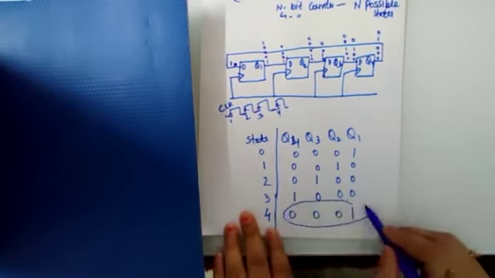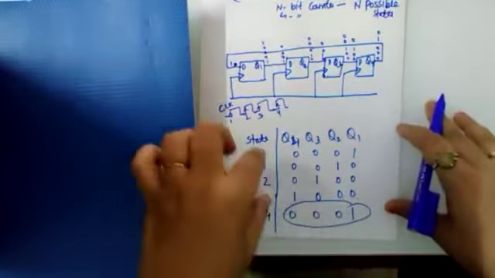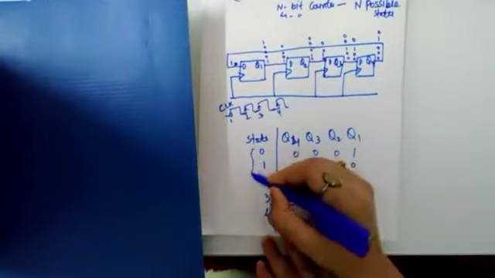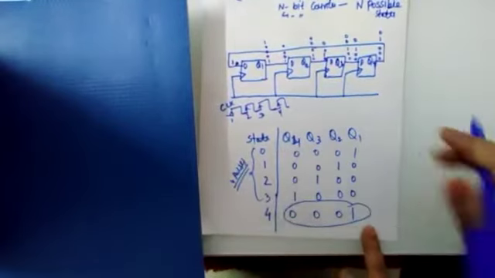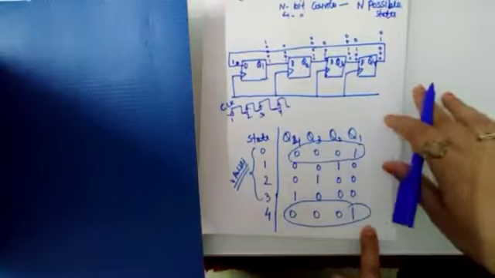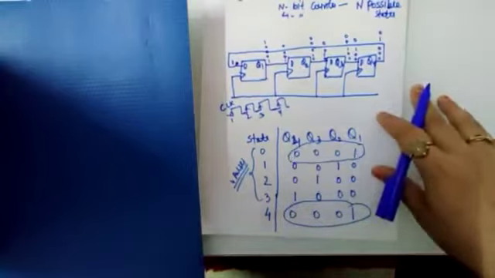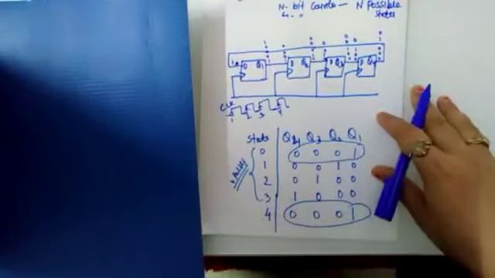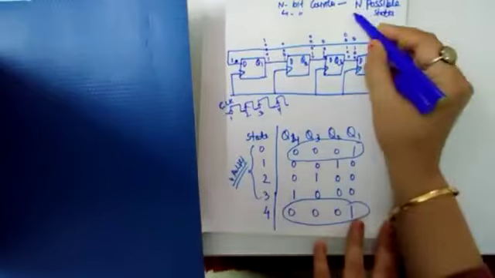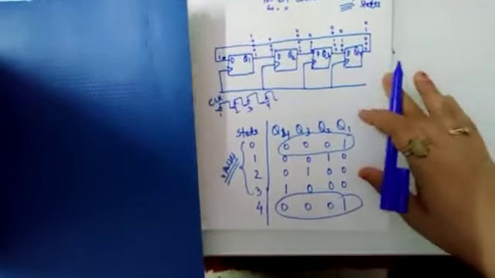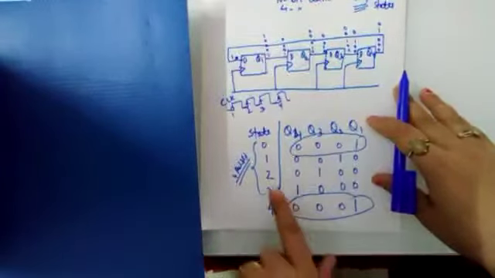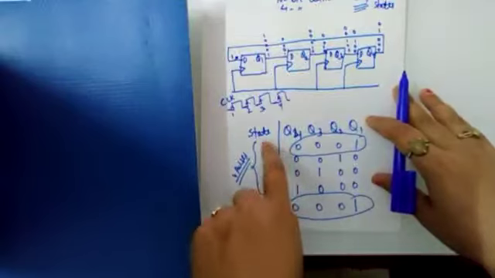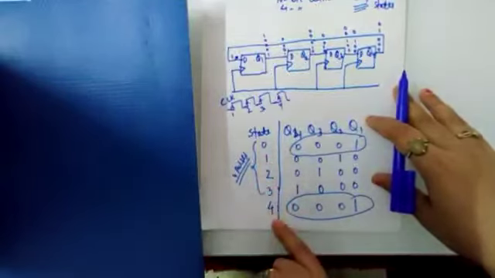So look at this. It will count 4 states, 0 to 3, over 4 pulses, and after that it will come back to the initial state. So how many states will it pass to get the initial state back? It will pass n states to get the initial state back. So look at this, 0, 1, 2, 3. It will count 0, 1, 2, 3, and when you apply the next clock pulse, you will get the same initial state.